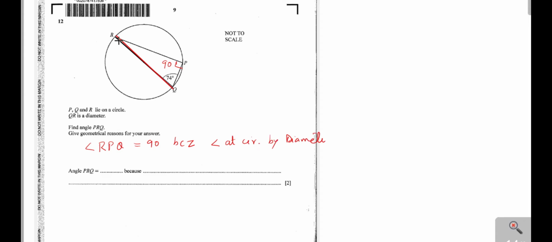Look here, this is a right angle triangle. The sum of interior angles of a triangle equals 180. Therefore, we can write this PRQ angle plus 74-degree angle plus 90 equals 180. This PRQ angle will be equal to 180 minus 90 minus 74. This will be equal to 16. Therefore, we write angle equals 16, and this is the reason you have to mention here, because the sum of interior angles of a triangle is 180.